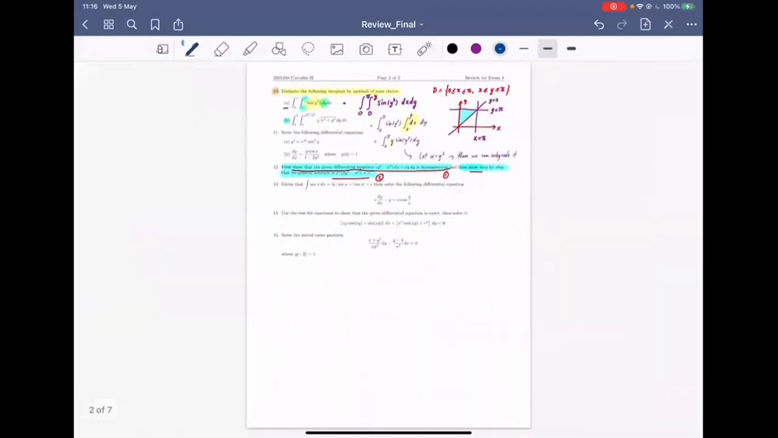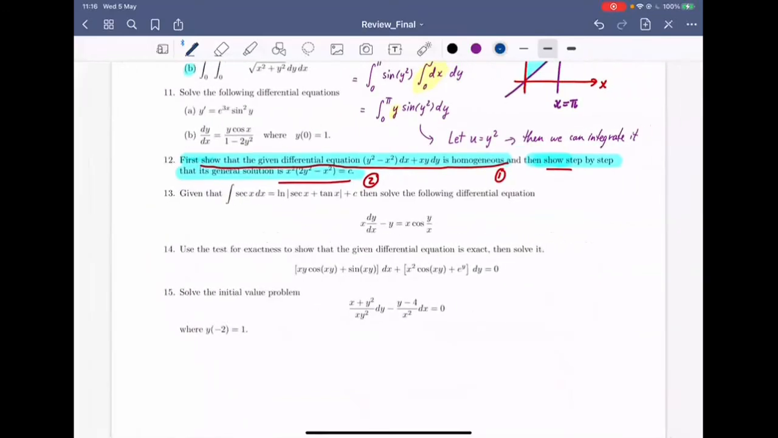If you want to practice on homogeneous differential equations, you have another question. Question 13 is also a homogeneous differential equation. You can do it. If you want more, you can Google the words homogeneous differential equation. It's going to be everywhere on the internet. You can do it.